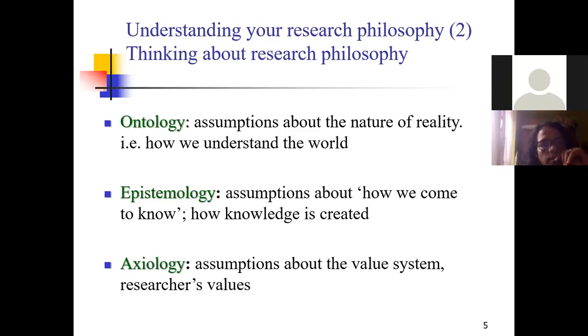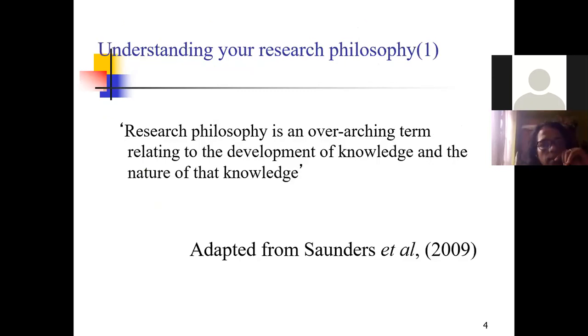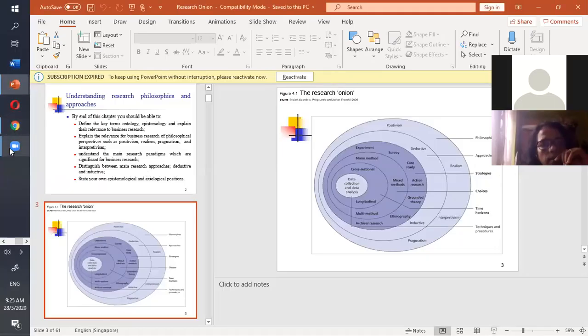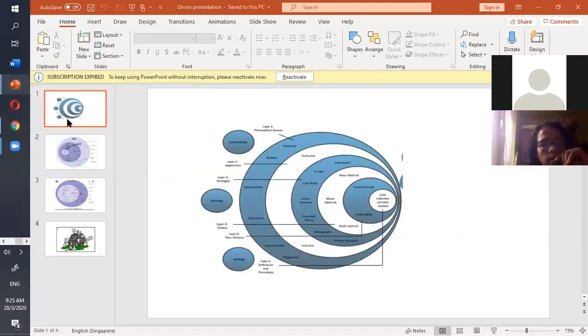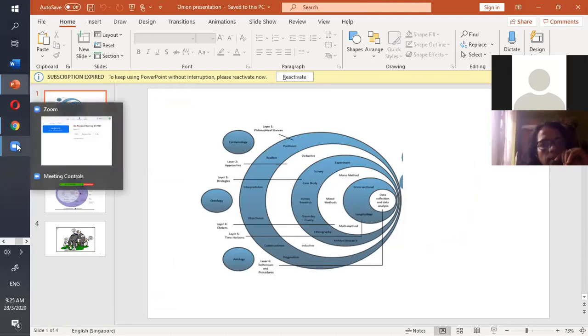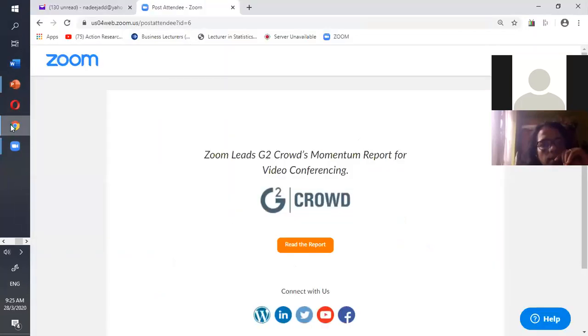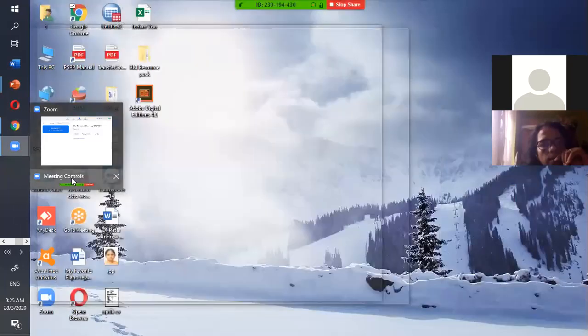So once again, I would like to make a comment. You won't find this ontology, epistemology, axiology in the onion diagram. If you carefully see, there is no word ontology, epistemology. So if you look at where they are, I would say they are kind of outside the research. So if I explain it like this, let's say I'm trying to open up.